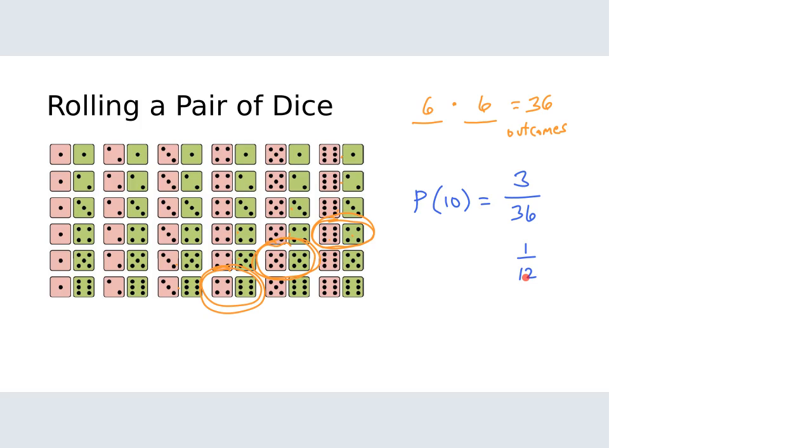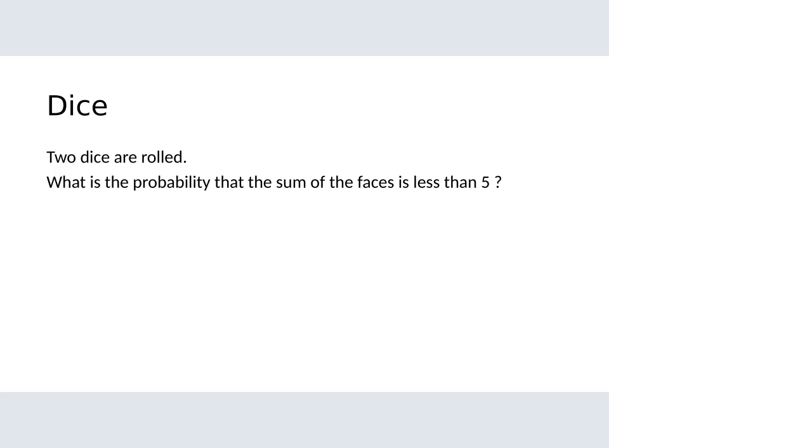Okay. I want to look at one more dice question, and we'll do this one together from the start. Two dice are rolled. What is the probability that the sum of the faces is less than 5? So now what we're after is the probability that the sum is less than 5. Probability question, so we know we're going to be doing successes over outcomes. It's just making sure we're careful when we identify our successes that have a sum that is less than 5.